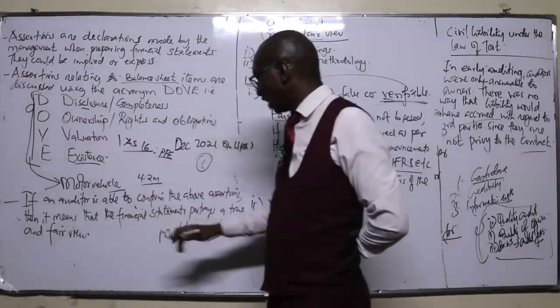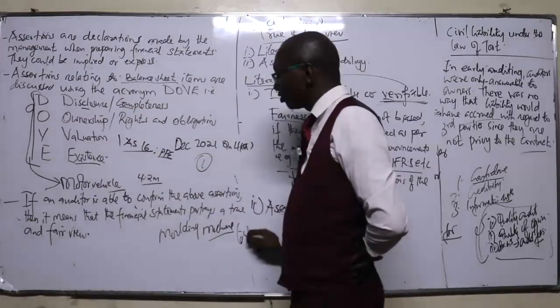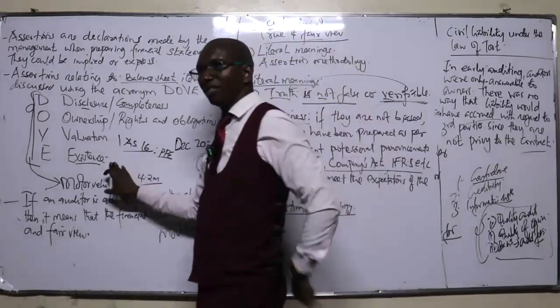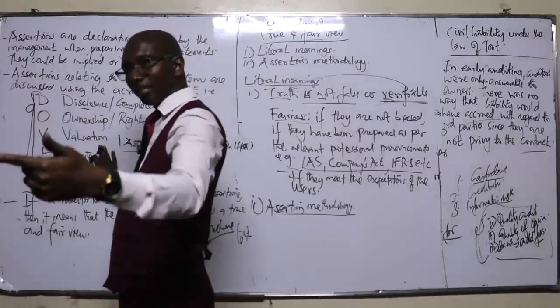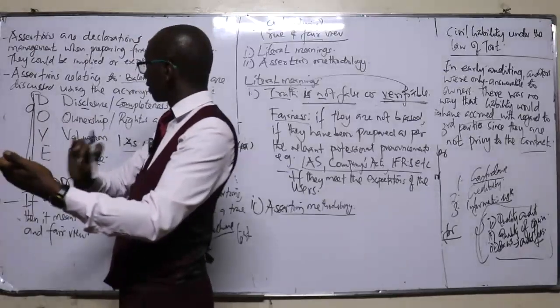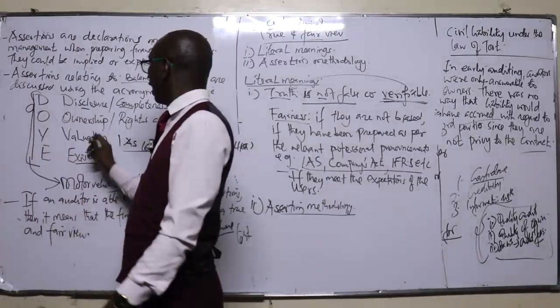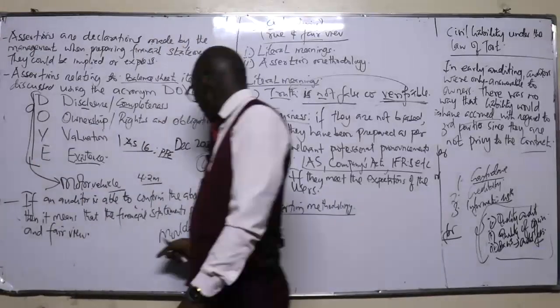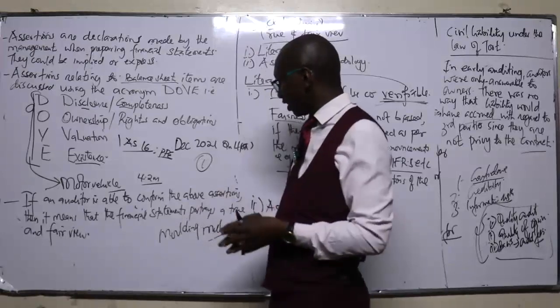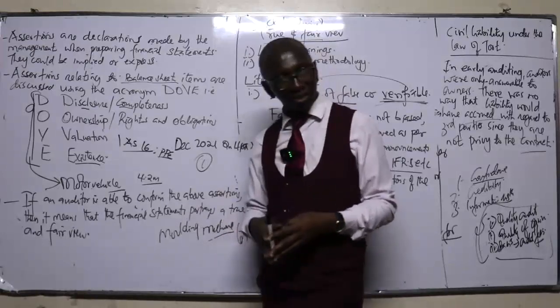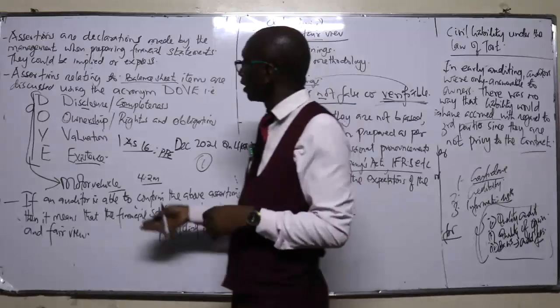Then they were asking us, how do you test those assertions? How do you test existence? You do physical verification. How do you test valuation? You recalculate, take the asset to compute the precision, you check how it has been posted. How can you confirm ownership? You can check through the invoices, and even insurance, because you cannot insure what is not yours. You check insurance, you can always confirm that.